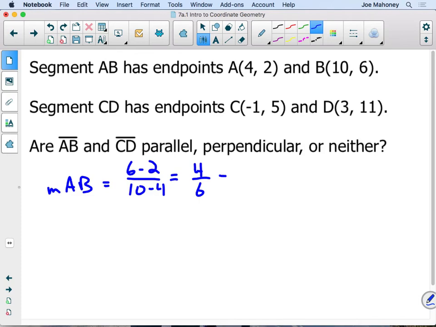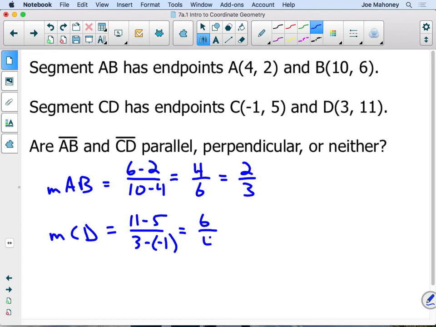And I always like to try to reduce my fractions, because sometimes you might not see things until you reduce them. So I'm hoping the answer is 2/3, because then they're parallel. Hoping the answer is negative 3/2, because then they're perpendicular. So let's see, for change in y for CD, 11 minus 5 over 3 minus negative 1. That's going to be 6 over 4, which is 3 over 2.